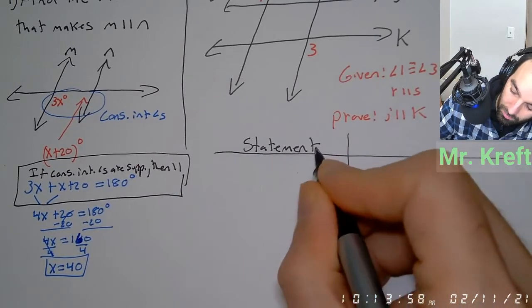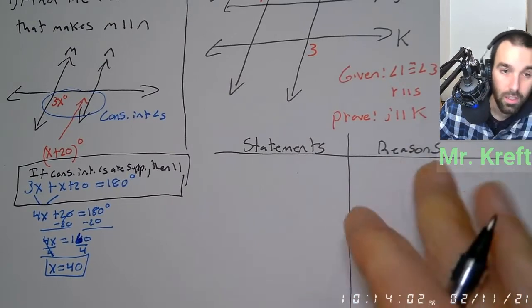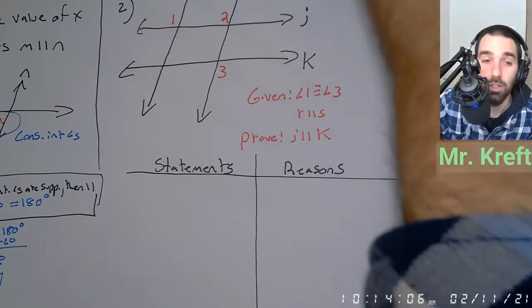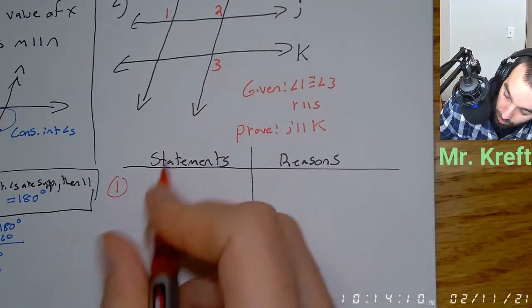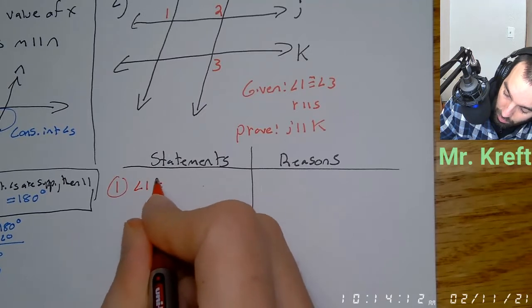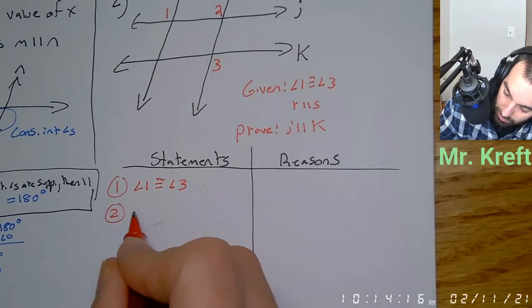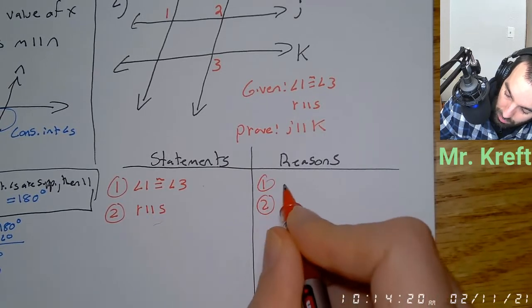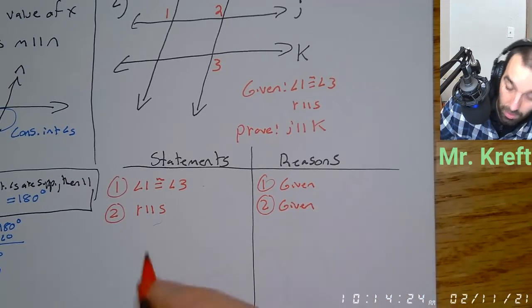All right, so I got statements and I got reasons. We made a big deal about this last time: we always start with our givens first. So I have two givens, and I'm going to write those down. I have angle 1 is congruent to angle 3, and my second given is r is parallel to s. I'm going to write 1 and 2 over here, given and given.